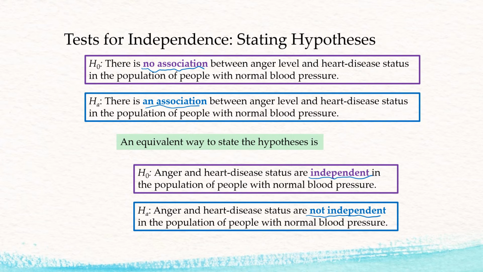So those are complete opposites, but think about what they mean. No association means there's no connection between them. That means they're independent. Hey, look at that. An association means that there's a connection. Knowing one thing about one tells me something about the other. That, by definition, is not independent. So both of these ways to state this are correct. Truly, how do I choose? I default to what the question said.